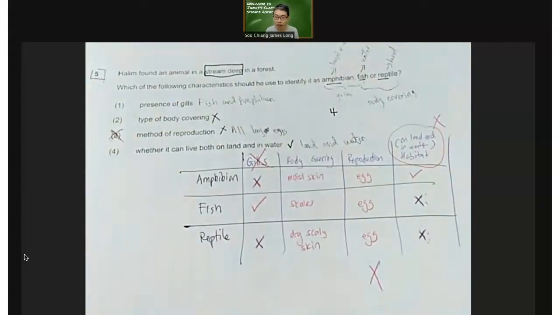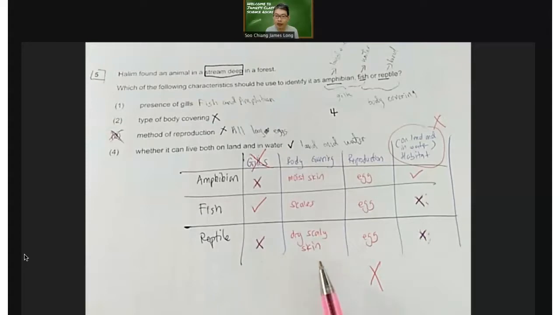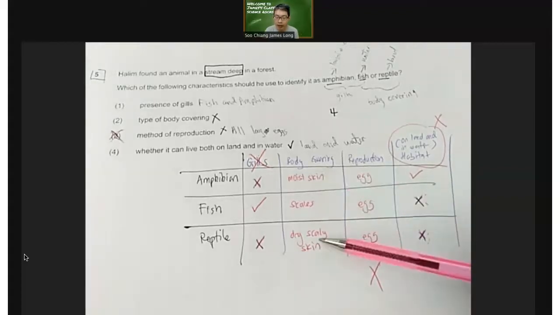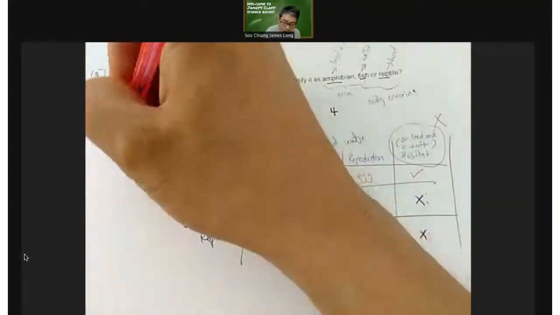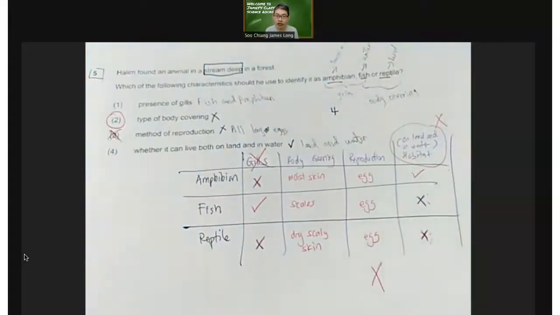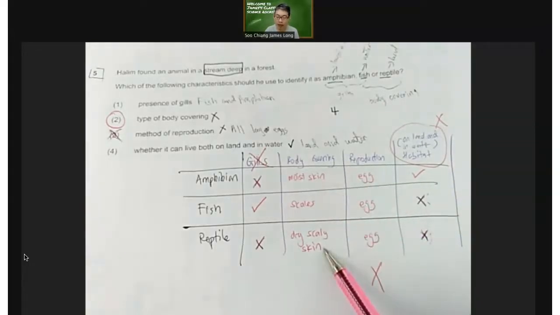The only one I can use is body covering, because if it has moist skin, then it definitely is an amphibian. If it has scales, it's definitely fish. And of course, it's in water, so those scales are wet, right? If it's a reptile, it has dry, scaly skin. So these are quite 3 distinct things. So for me, I will use answer 2, type of body covering, to differentiate this. Okay, if I see this, I know it's amphibian. If I see this, I know it's reptile. If I see this, I know it is fish.